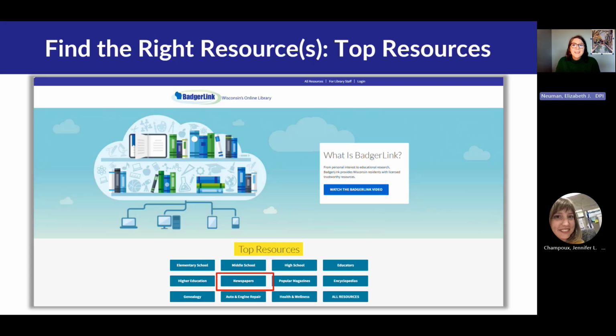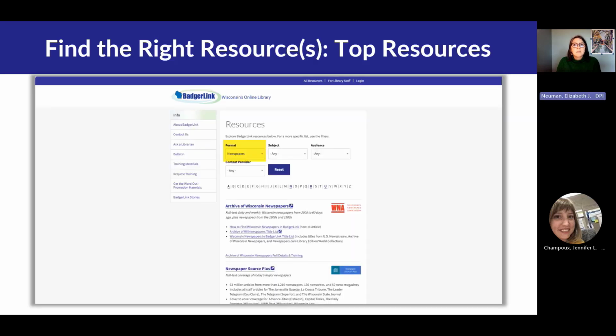Nice thing to note, each top resource category does have a nice human readable URL that can be saved or shared as bookmarks. So if you right click on any of those buttons in the top resources section, you can view and copy those links. So for example, if you select newspapers, it leads to the resources page with the format newspapers activated, and then a listing of all of the resources that contain newspapers below that.